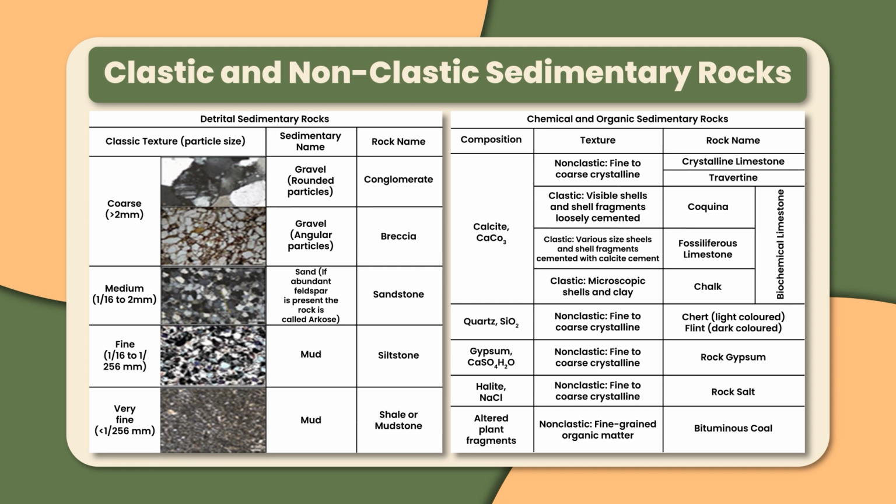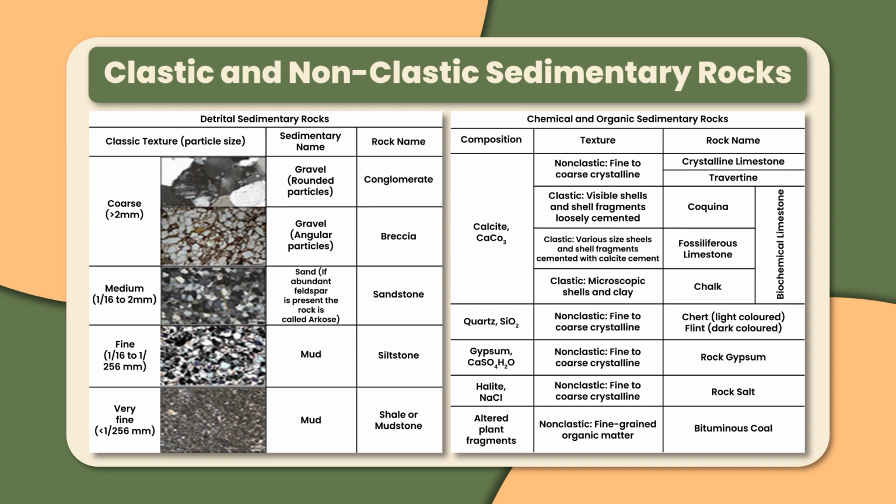There are fine grain sediments, which are 1/16 to 1/256 millimeter. These are called mud. Mud gives rise to siltstone, and very fine, less than 1/256 millimeter, produces shale or mudstone.